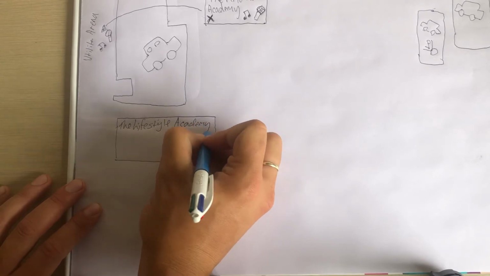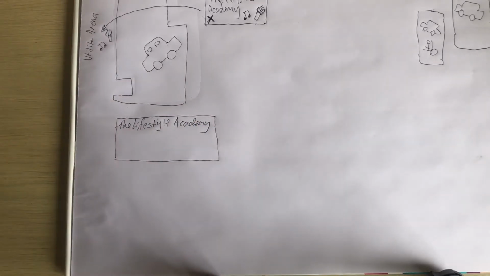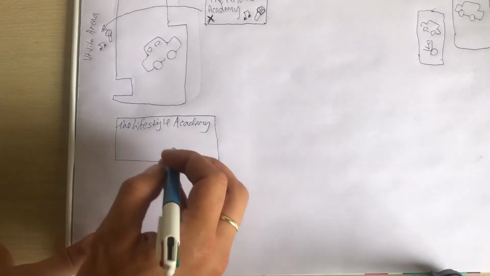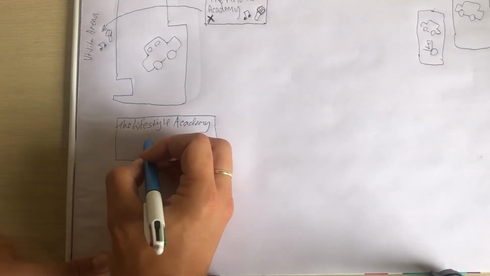Academy. And it's important as you're doing this dual coding, obviously, that you're doing it on the whiteboard and the student is copying it down exactly as you do. So in the Lifestyle Academy, we've got a variety of different subjects, haven't we?